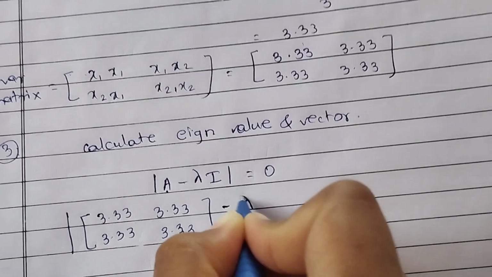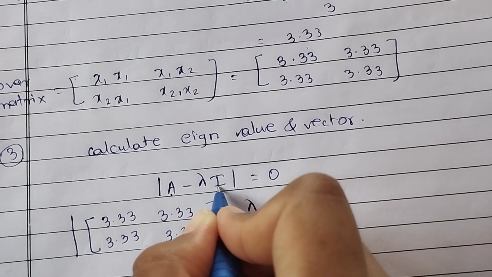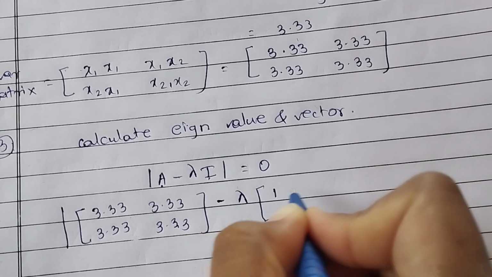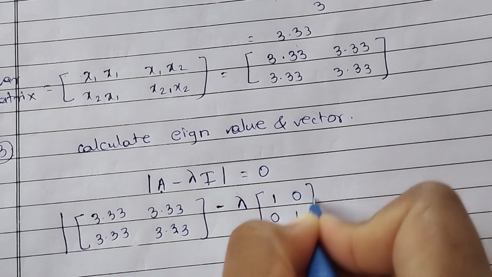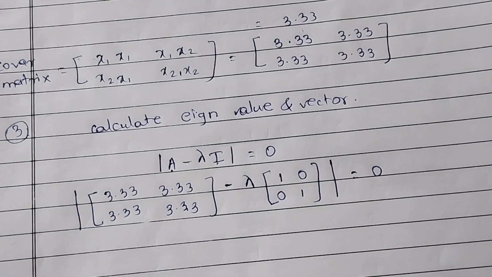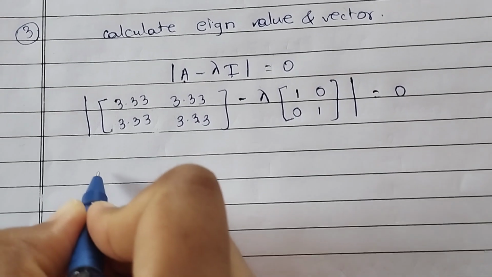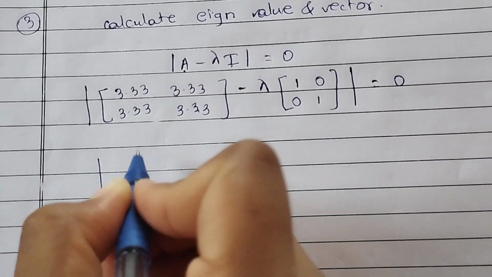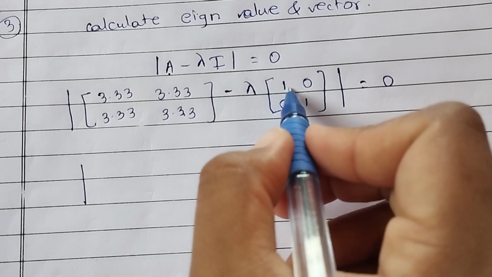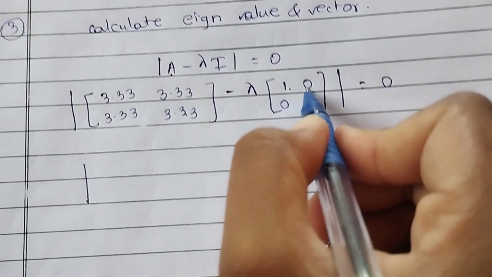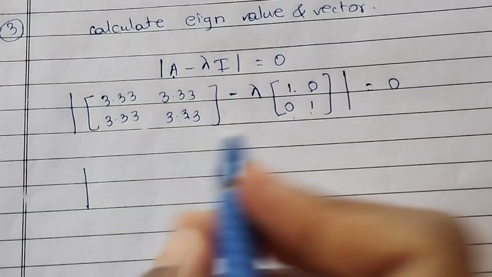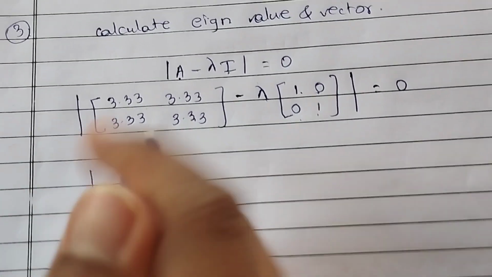Minus lambda into I, which is nothing but the identity matrix, and which is like this: 1 0 0 1. This is the identity matrix, equal to 0. Now multiply this lambda to the whole matrix. So lambda into 1 is lambda, lambda into 0 is 0, lambda into 0 is 0, lambda into 1 is lambda, and this matrix as it is.